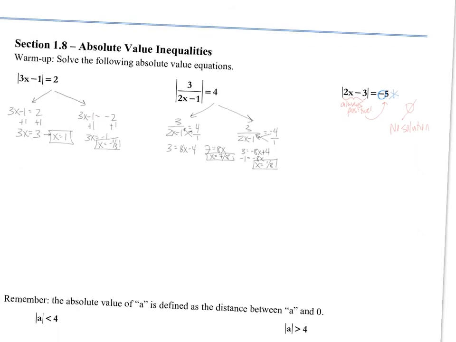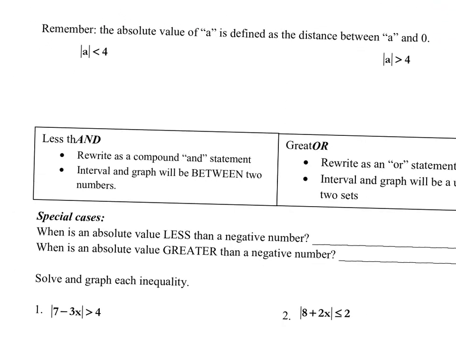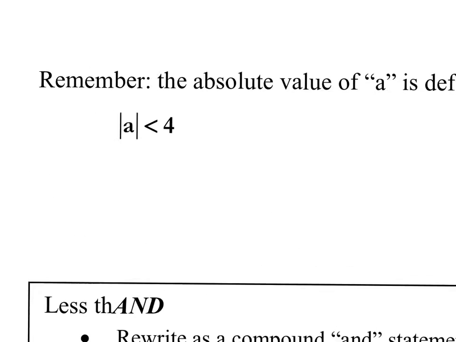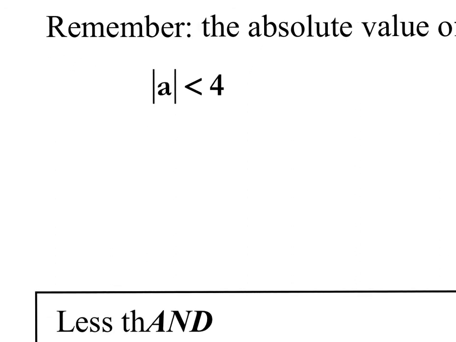And now let's talk about how to do these absolute value inequalities. Okay, so we have two different situations here. The absolute value of a being less than 4, and the absolute value of a being greater than 4. So I want you to think first of all about this less than 4. Can you give me some numbers that fall into this category for a? What kinds of numbers have an absolute value less than 4? So you should be thinking 3, 2, 1, 0. What other numbers have an absolute value less than 4?